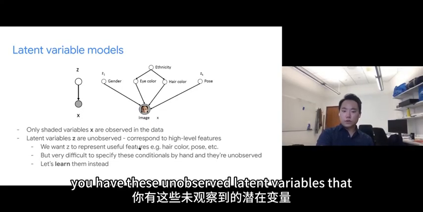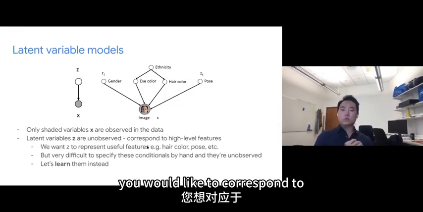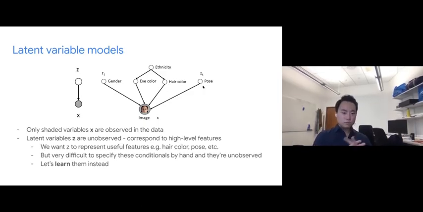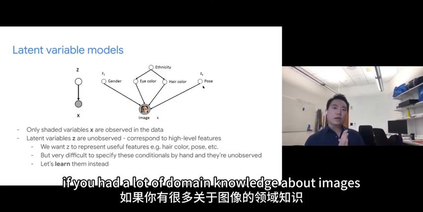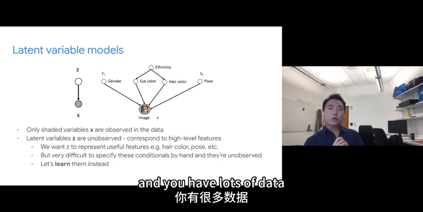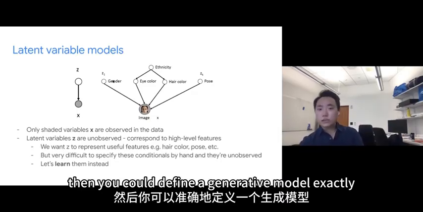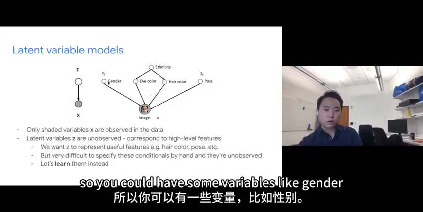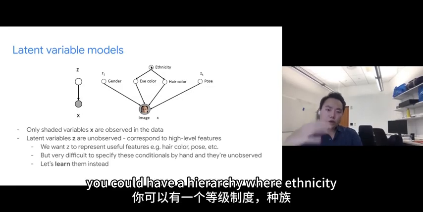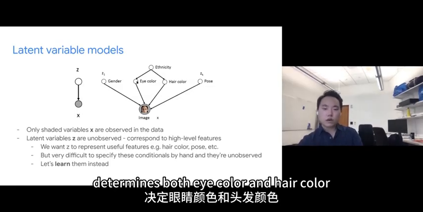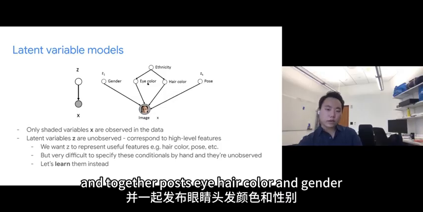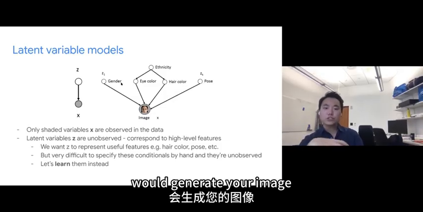You only have a data set with these shaded variables X that are observed. You have these unobserved latent variables that you would like to correspond to high-level features, such as gender, eye color, hair color, and pose. Ideally, if you had a lot of domain knowledge about these face images, and you had lots of data, then you could define this latent variable model exactly. You could have some variables like gender. You could have a hierarchy where ethnicity determines both eye color and hair color, and you would have pose. Together, pose, eye and hair color, and gender would generate your image.